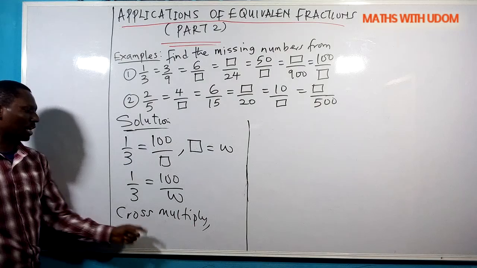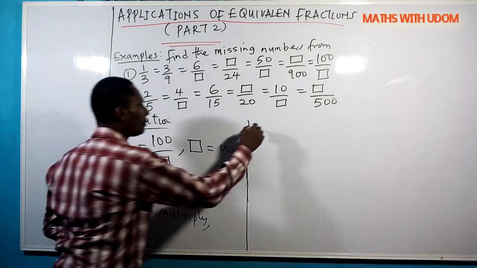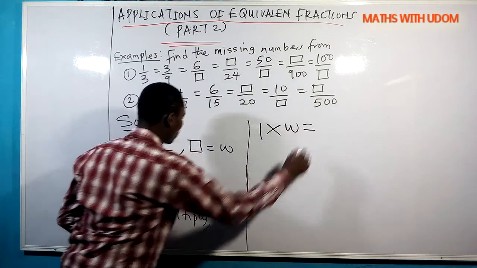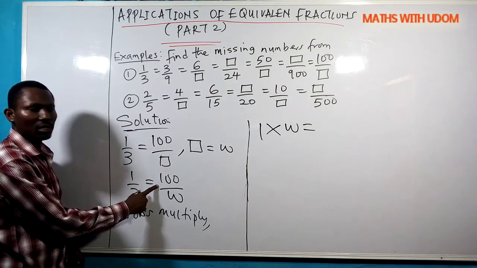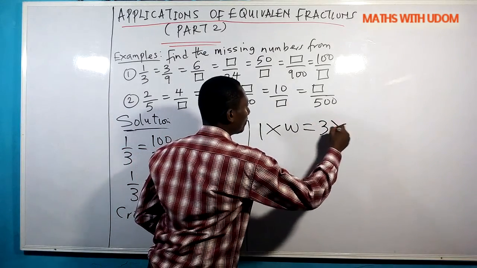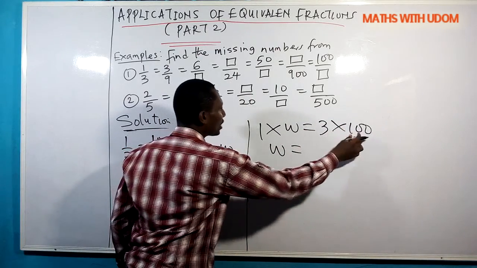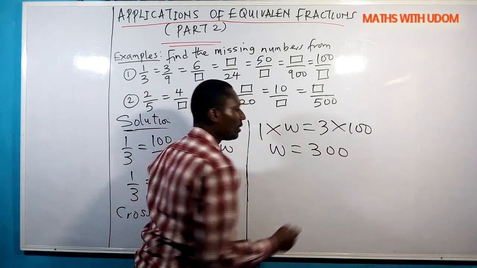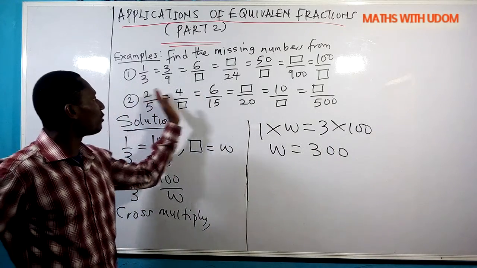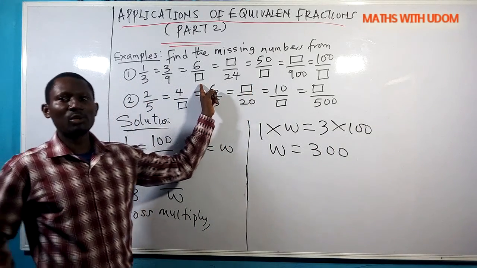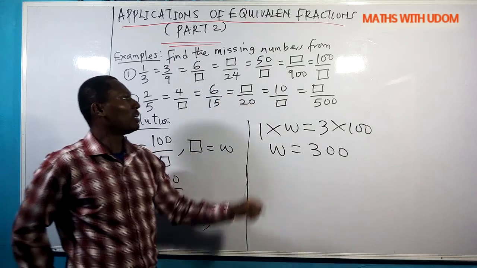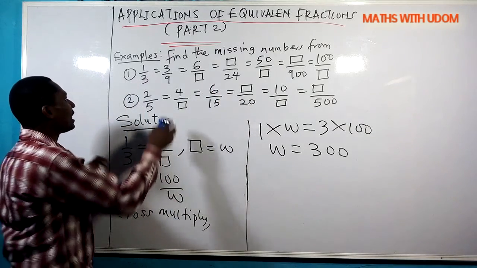If you cross multiply, you have 1 multiplying by W equals to 3 multiplying 100. 1 times W is W. 3 times 100 will give me 300. So we have succeeded in knowing the value of the boxes, which we have solved now. Now let's have our assignment.